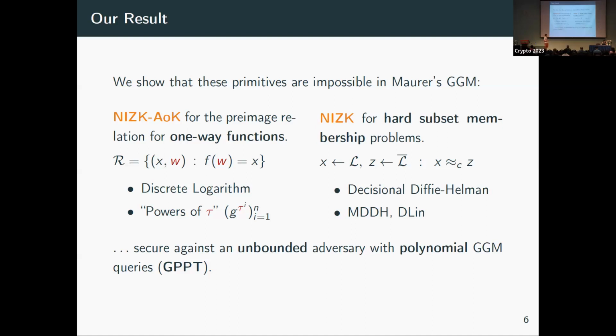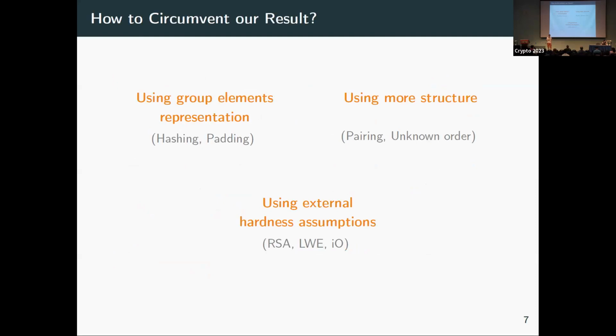So this essentially means that we cannot base the hardness entirely on problems that are hard because of the prime order groups. So now, you listen to this talk, maybe you were planning to build NISIX from prime order groups in a black box way, you might be very disappointed, but fear not. Actually, there are ways to circumvent my results.